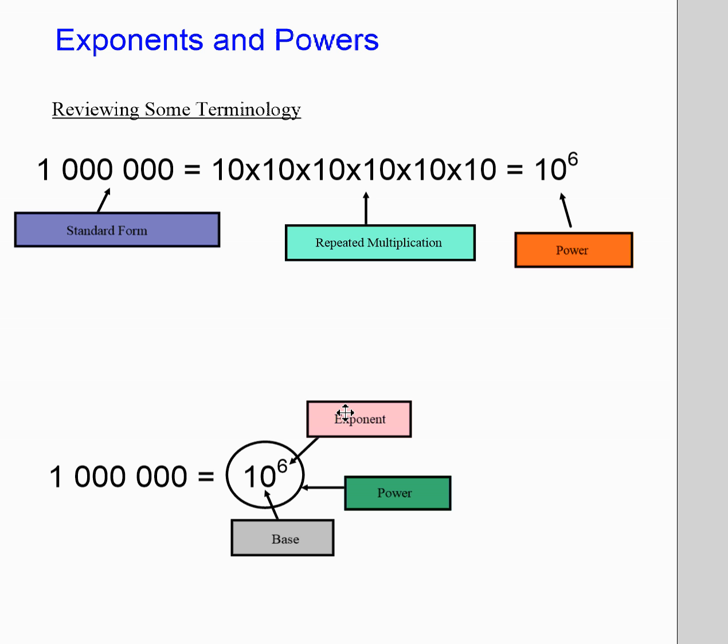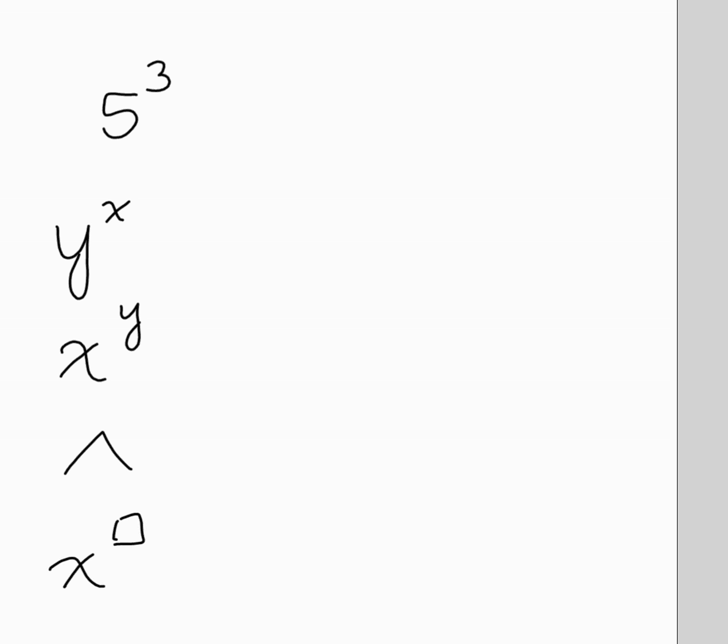Another thing that you just need to be aware of is how your calculator works. So when you're punching in something like 5 cubed, for example, how do you do that? Well, every calculator is different. Some have this button. Some have this button. Some have this button. Some have a button that looks like this. I'm sure there are other ones that I can't think about right now. If you don't know where your exponent button is, please ask your teacher and your teacher will show you.